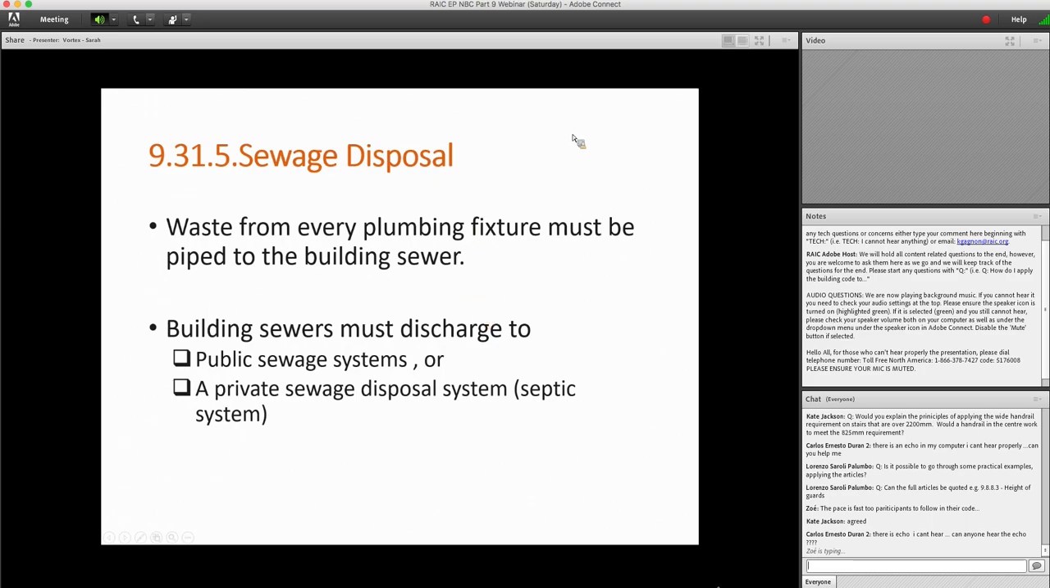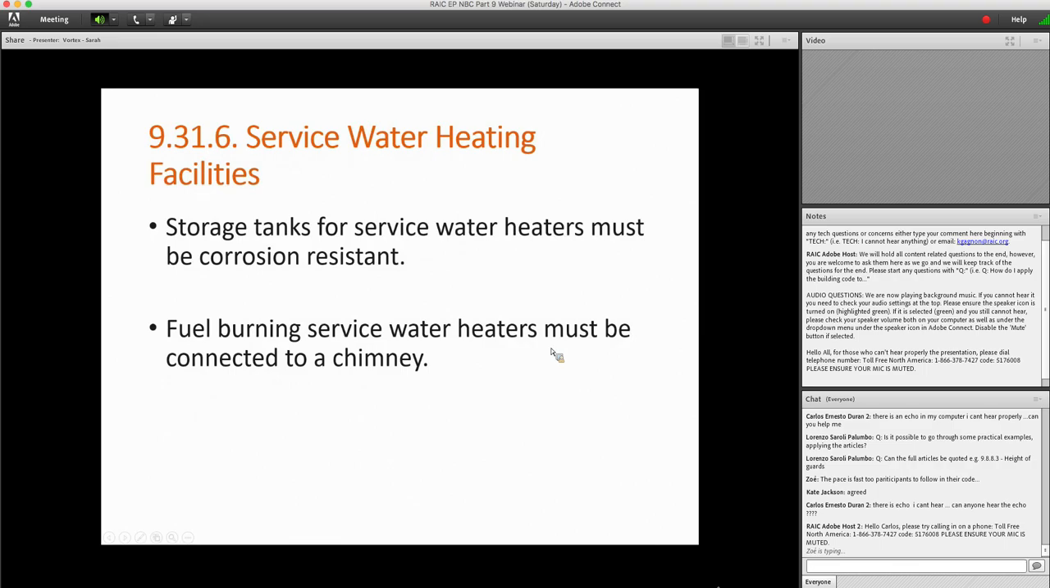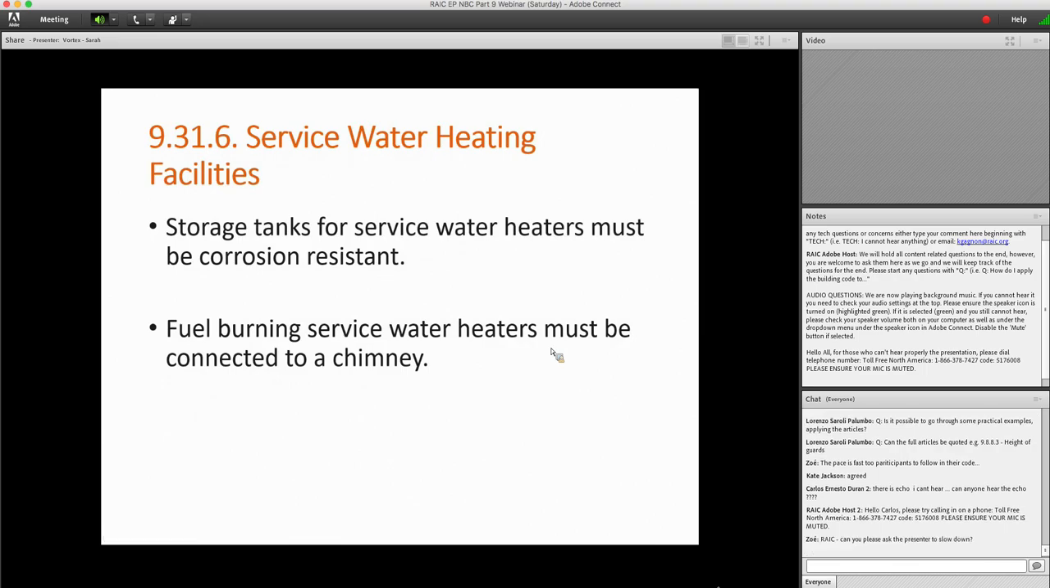Sewage disposal. Waste from every plumbing fixture must be piped to the building sewer. Building sewers must discharge to public sewage systems or to a private sewage disposal system. Where service water heating facilities are provided, storage tanks for service water heaters must be corrosion resistant. Fuel burning service water heaters must be connected to a chimney or other approved venting device for that heater.